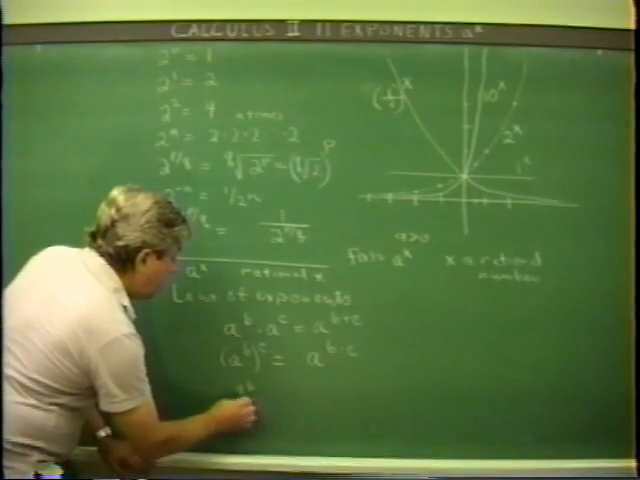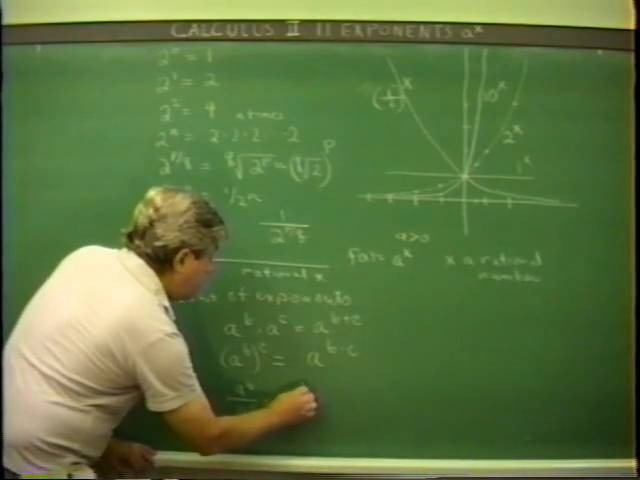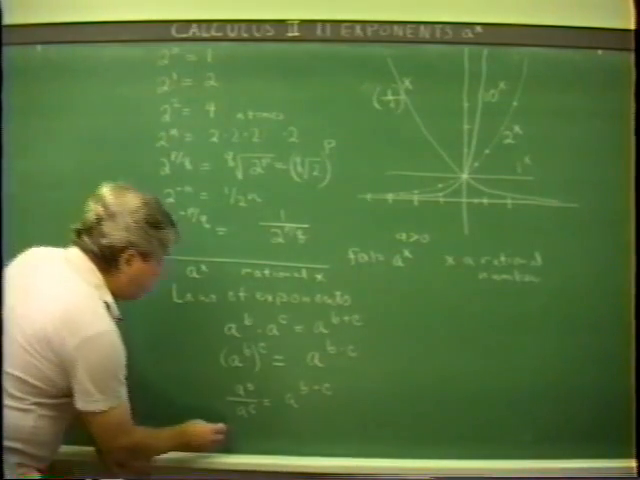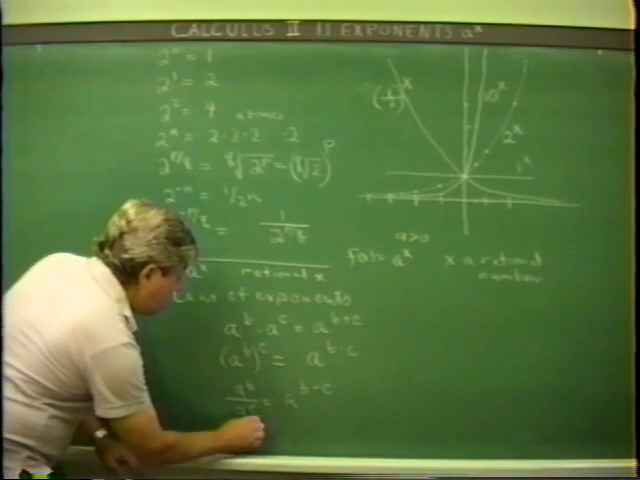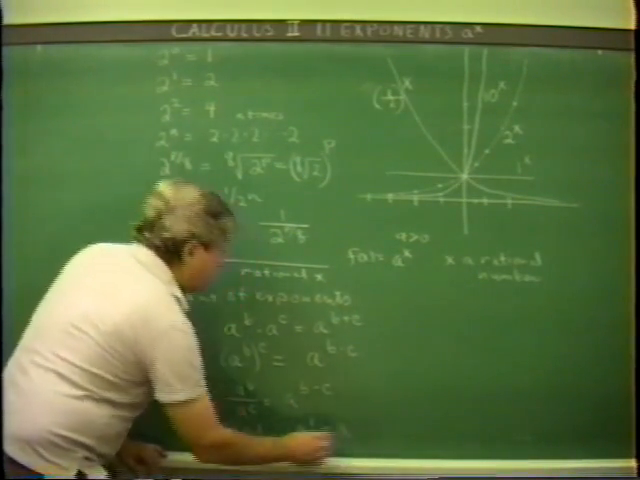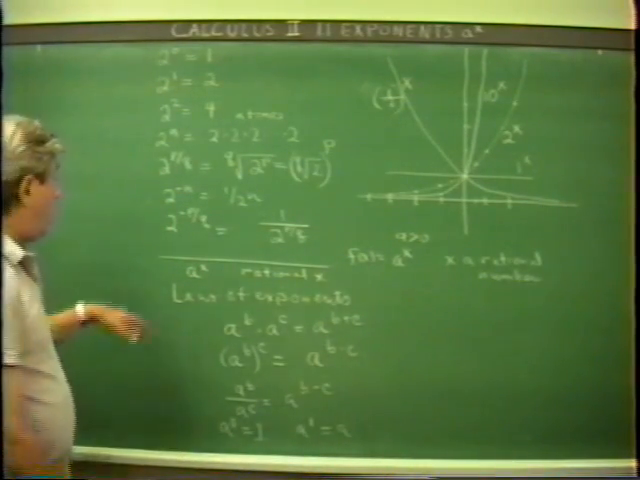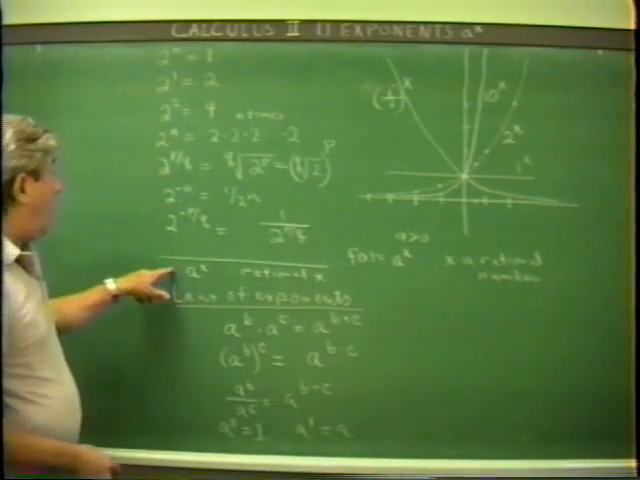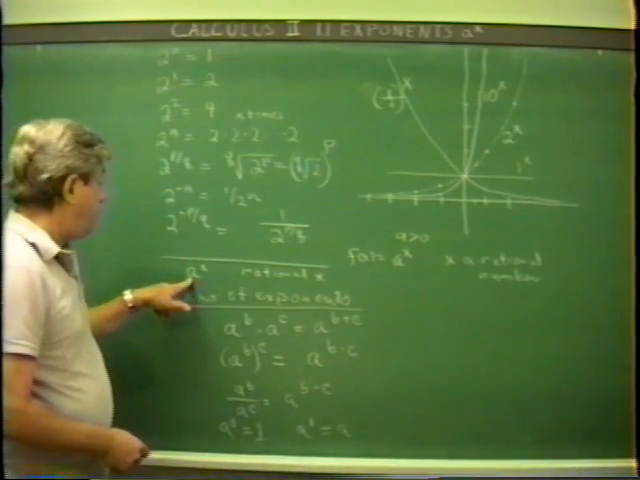And a to the b divided by a to the c is equal to a to the b minus c. And also that a to the 0 power is 1, and a to the 1 power is always equal to a. So here are the laws of exponents for all exponents which are rational numbers and any real number a greater than 0.